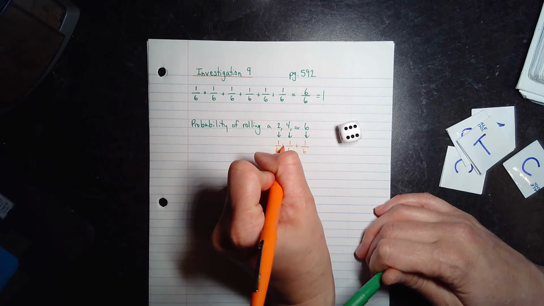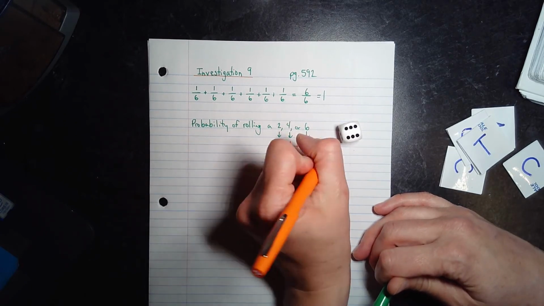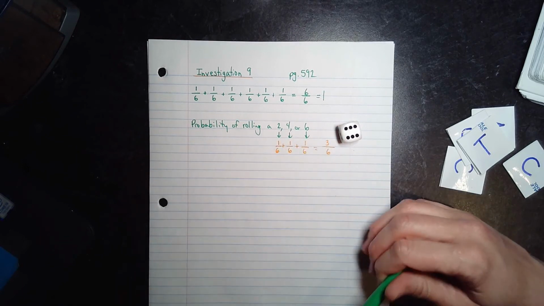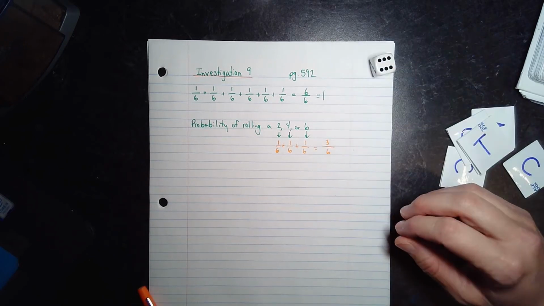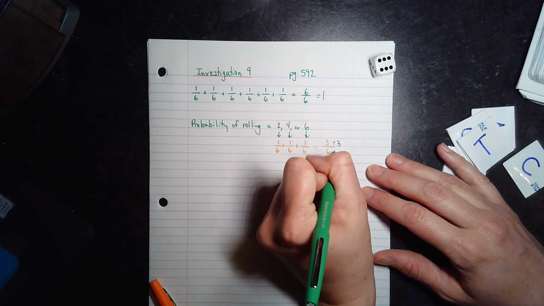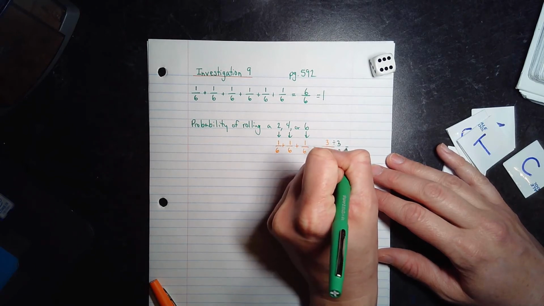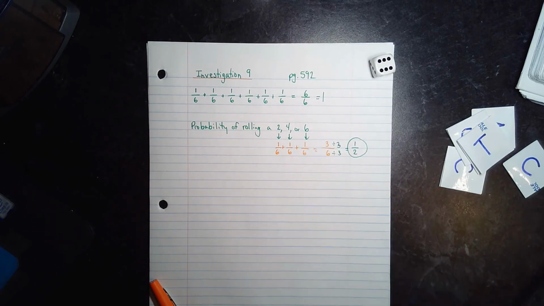1/6. And then we add them all together. The denominator stays 6, and 1 plus 1 plus 1 is 3. So you have a 3/6 probability of rolling a 2, 4, or 6. And we could reduce 3/6. I could divide the top and the bottom both by 3, and I would end up with 1/2. So you have a 1/2 probability of rolling a 2, a 4, or a 6.